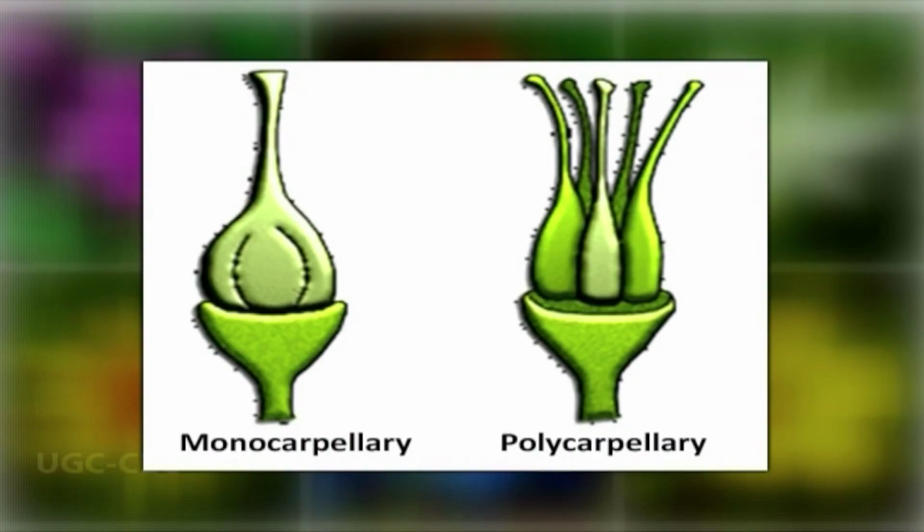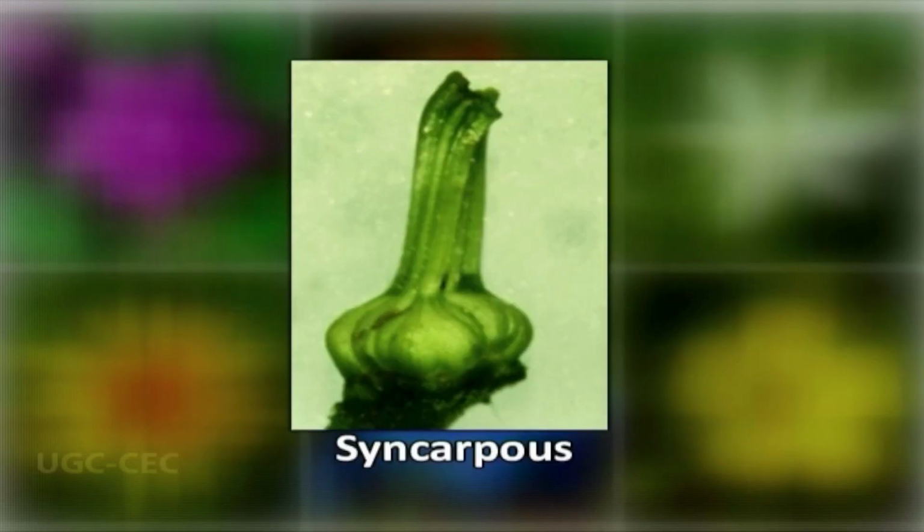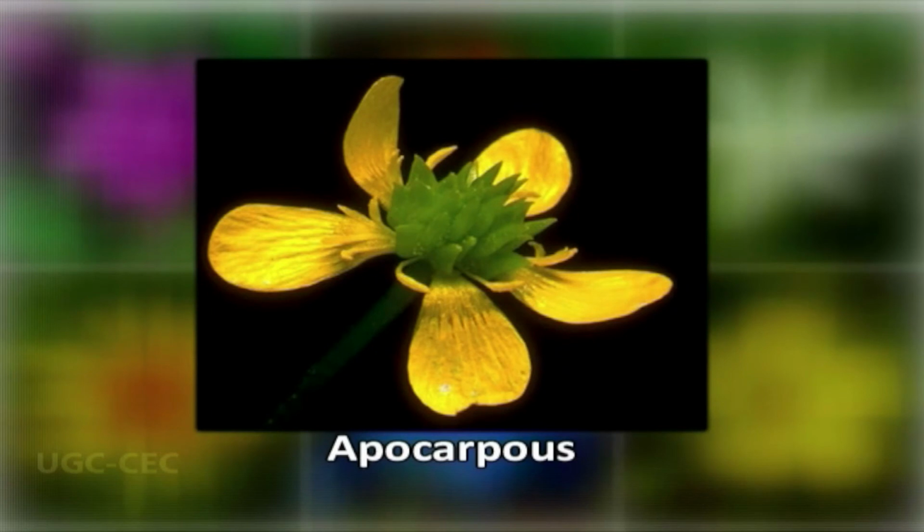Variations of flowers with respect to their carpels. On the basis of number of carpels, flowers may be monocarpellary, having 1 carpel as in pea, or polycarpellary with many carpels as in China rose, which may be syncarpous with fused carpels, or apocarpous where carpels are free. Types of flowers based on reduction or sexual expression.